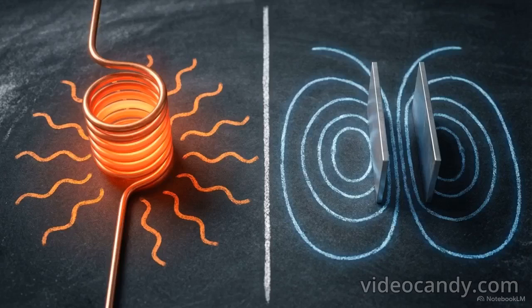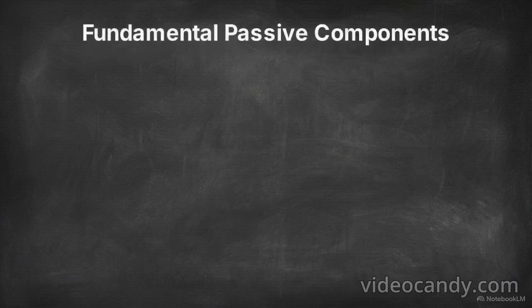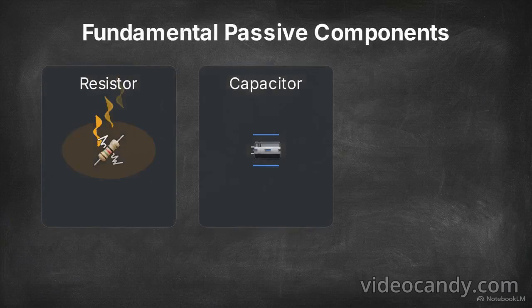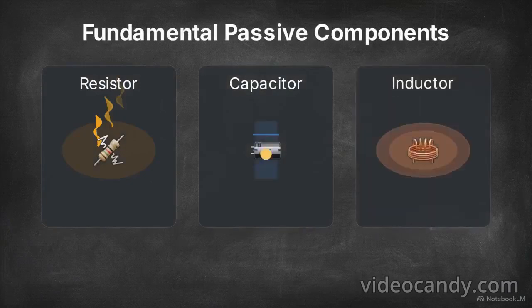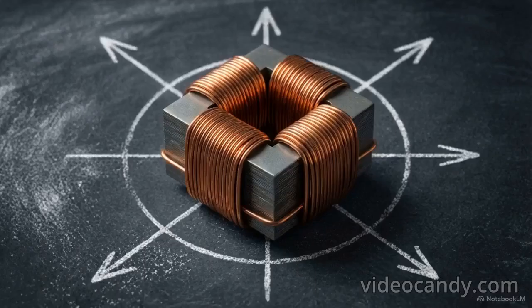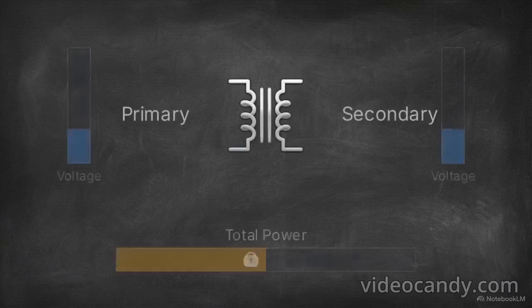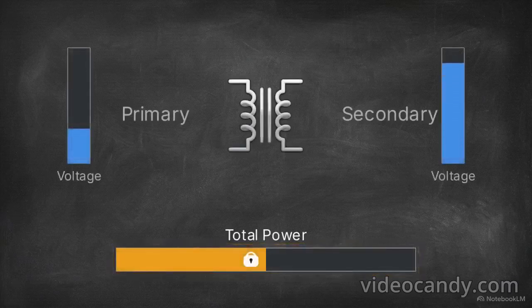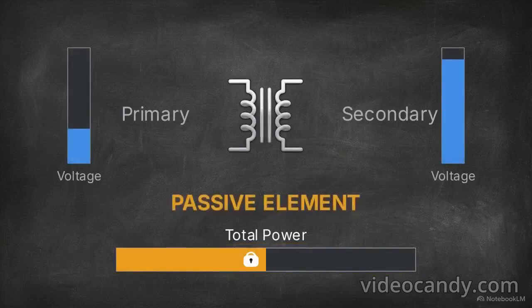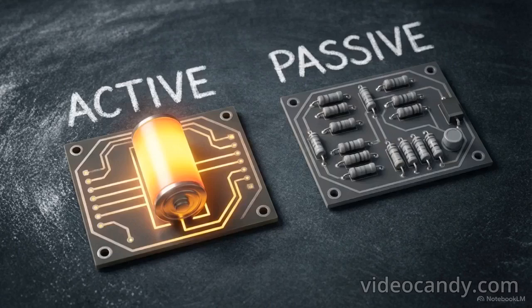Passive elements are components physically constrained to only absorb energy from the network. This absorbed energy is either dissipated as heat or stored temporarily within electric or magnetic fields. This identifies the three fundamental passive components: resistors, which dissipate heat, capacitors, which store energy in electric fields, and inductors, which store energy in magnetic fields. This strict definition explains why a transformer is a passive element. Although a transformer can step up voltage, the total power remains constant across the primary and secondary sides. Because it cannot amplify total power, it remains passive.